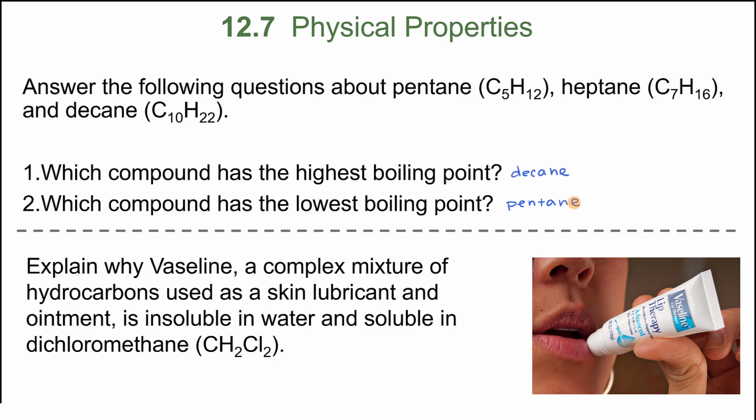Then we're asked here why Vaseline, which is a complex mixture of hydrocarbons, is used as a skin lubricant and ointment. It's insoluble in water and soluble in dichloromethane. So if it's just hydrocarbons, it's not water soluble because there are no oxygens. So we get that from it being a hydrocarbon, which if you're using it to keep moisture in, the lubricant is not water soluble, so moisture can't get in, but it also can't get out. But it is soluble in dichloromethane because this is an organic solvent and like dissolves like.